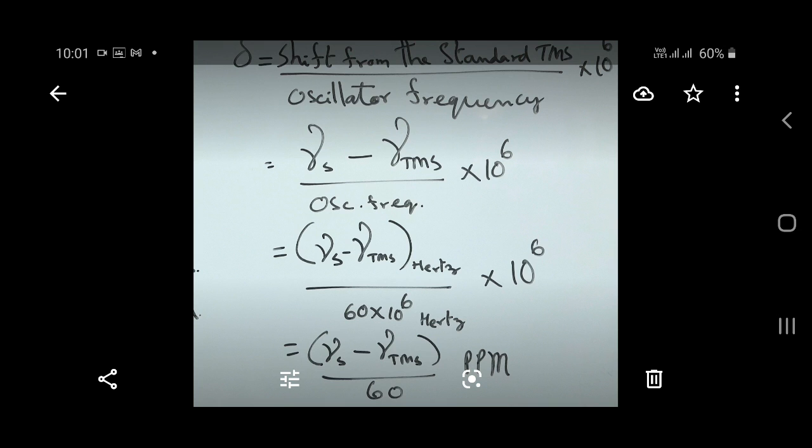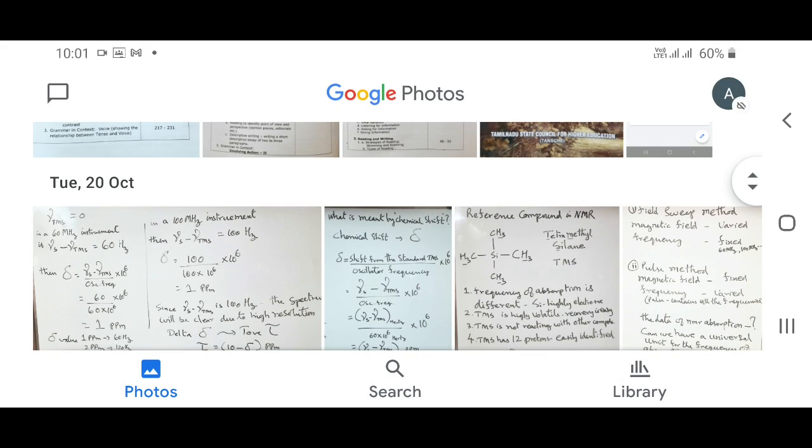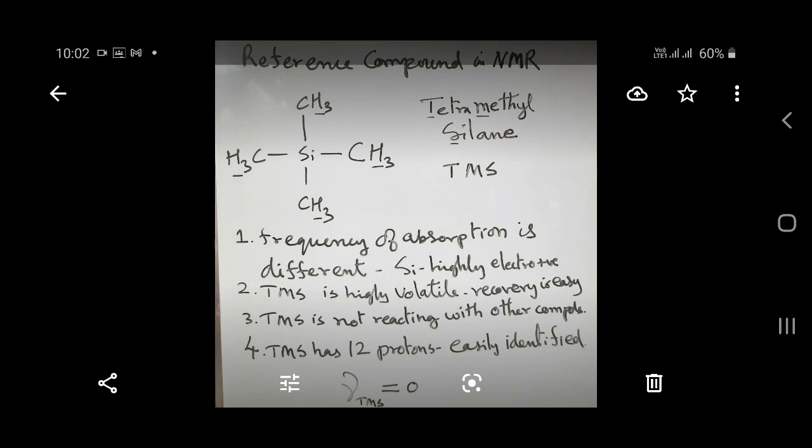And we saw the reasons for using the reference compound, namely tetramethylsilane. Tetramethylsilane is the reference compound. We saw the reasons already.